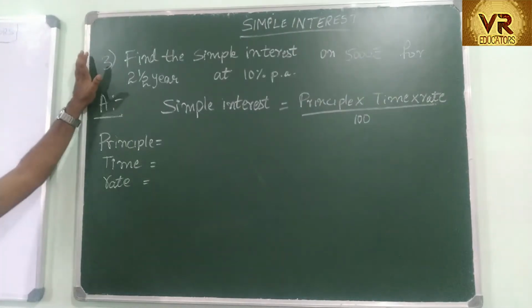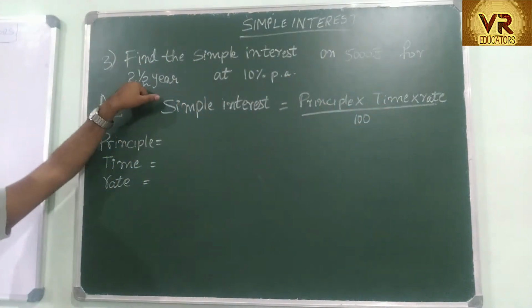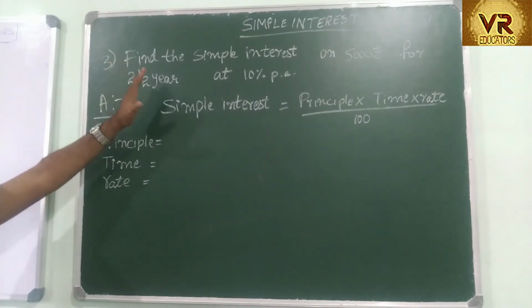Find the simple interest on 5,000 rupees for 2.5 years. So this 2.5 years is a combination of months and a year.